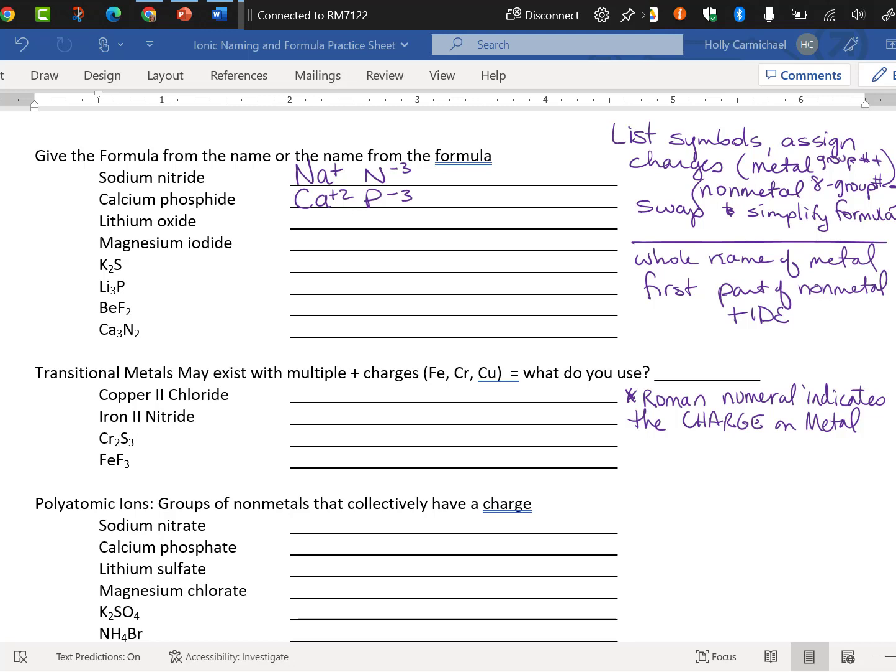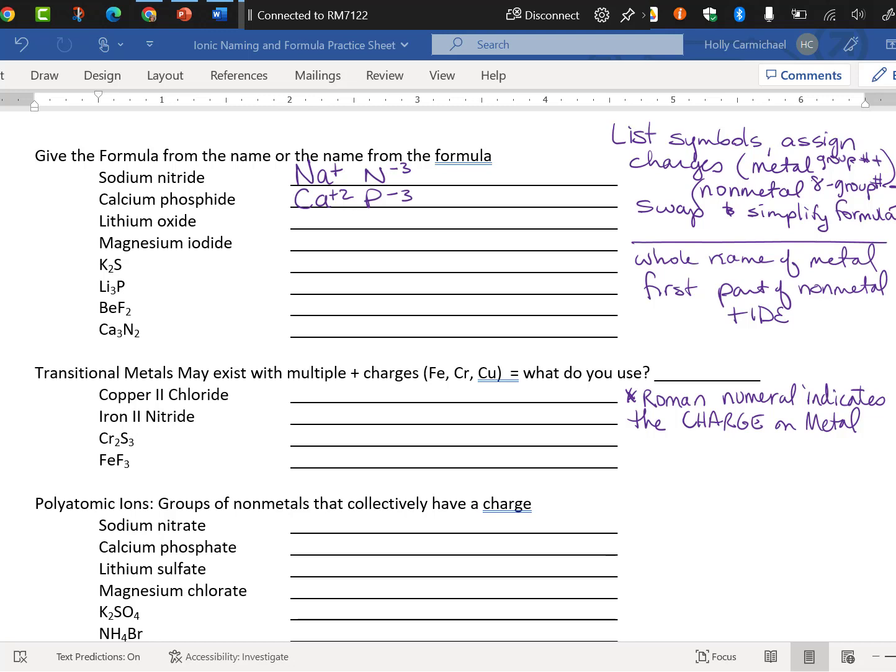So sodium, looking at the periodic table, is in group 1A. Look at the top of the column. Remember that it's the number in front of the capital A. Nitrogen, though, is over in group 5, so 8 minus 5 tells you that it's a negative 3.